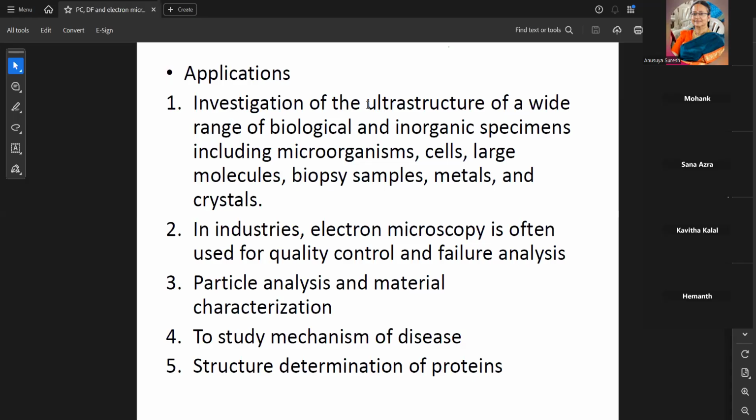In some industries, they use this technique to help with quality control tests. It can also be used for particle analysis. It can be used to study the mechanism of disease because it can study the different types of cells, especially in diseases like cancer, where you have cells which have become abnormal. So to study the mechanism of those diseases, we can use electron microscopy. To determine the structure of proteins also, they make use of the electron microscope.